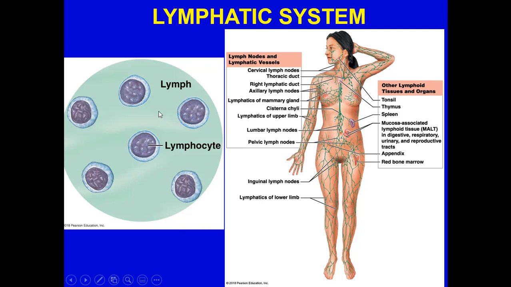If you notice on the left side, you have a close-up image of lymphocytes in lymph. Lymphocytes are different from other types of white blood cells, and they're distinguished by several characteristics. One of them is that they have a spherical or round nucleus. The other thing is that if you look at the total volume within the cell, most of it is taken up by the nucleus. There's very little cytoplasm available. We'll get into the different types of lymphocytes in a little while.